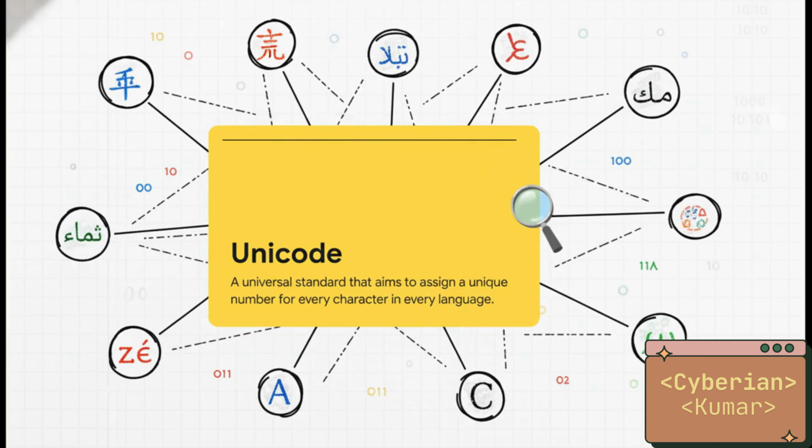And this is where Unicode comes in to save the day. Unicode is this incredibly ambitious, powerful idea. The goal? To create one single, massive, universal dictionary that provides a unique number, they call it a code point, for every single character in every single language on planet Earth.